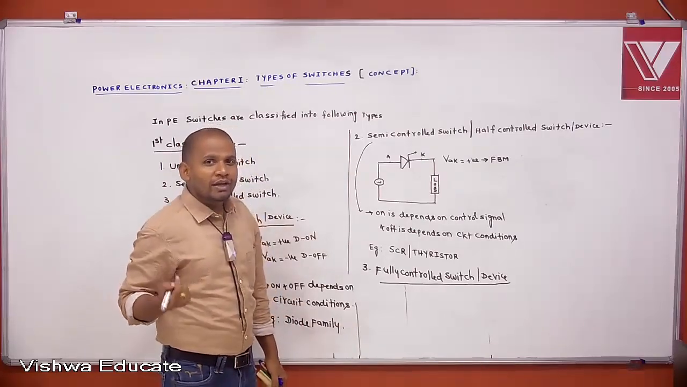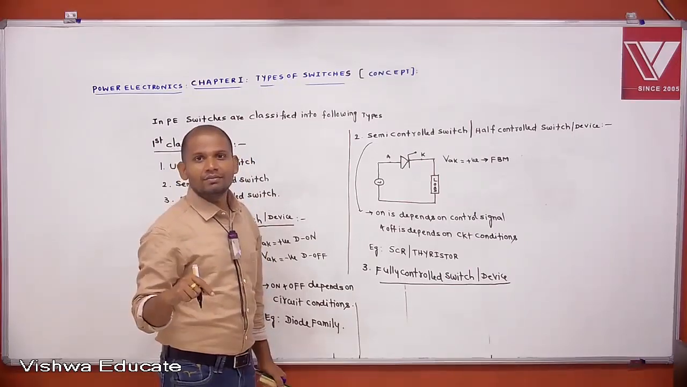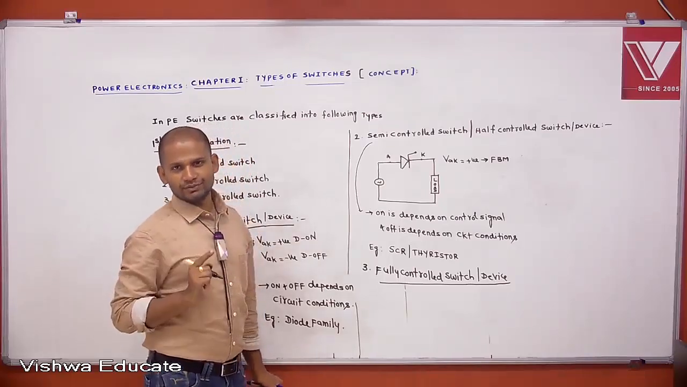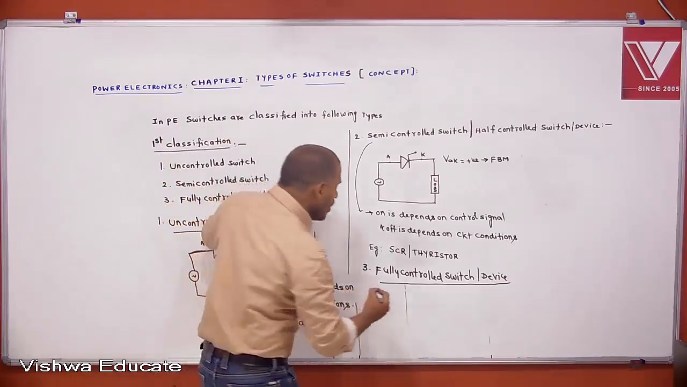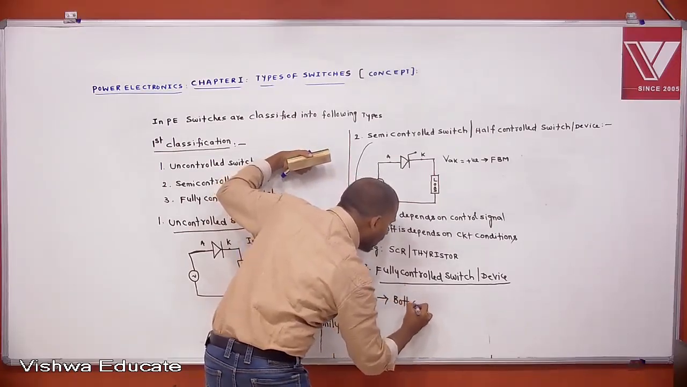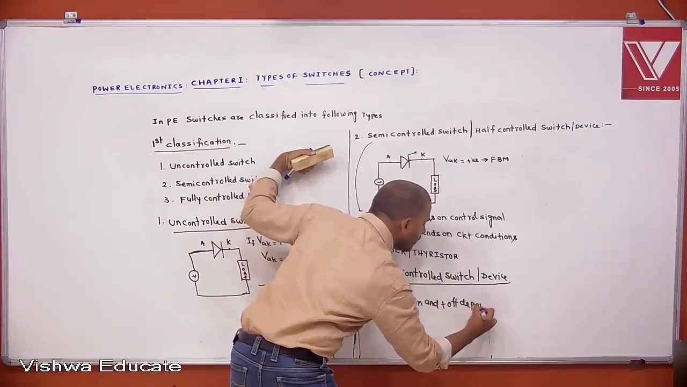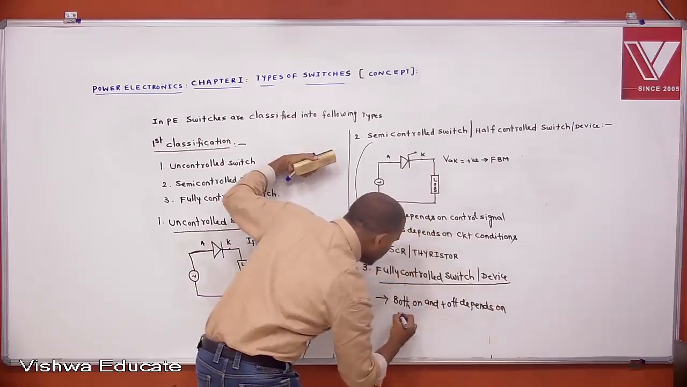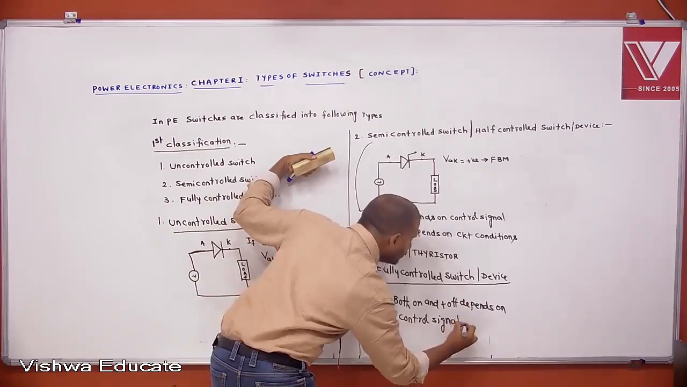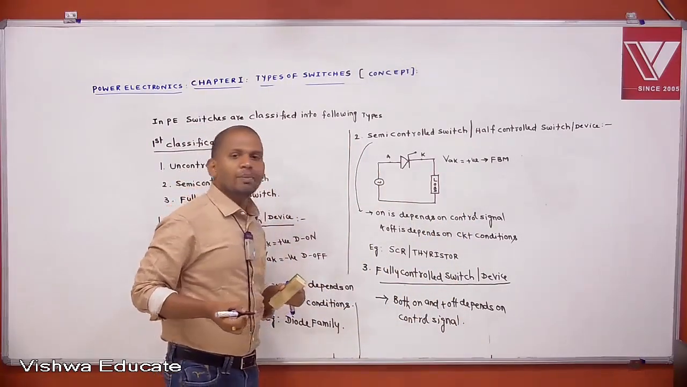Then how to define a fully controlled switch? Both on and off is determined by, or depends on, the control signal. Then it is called a fully controlled switch. That is, both on and off depend on the control signal. Then it is called a fully controlled switch.